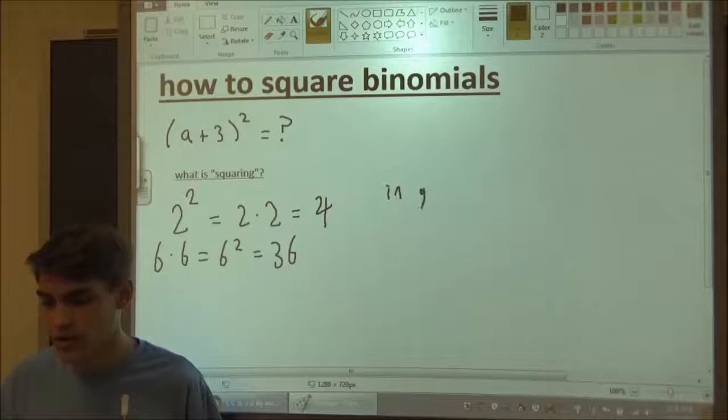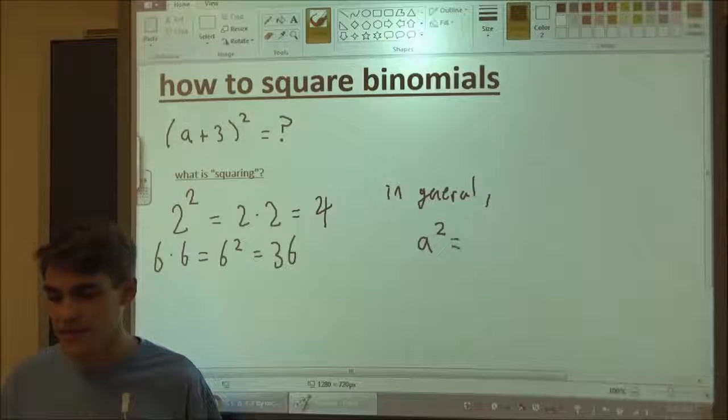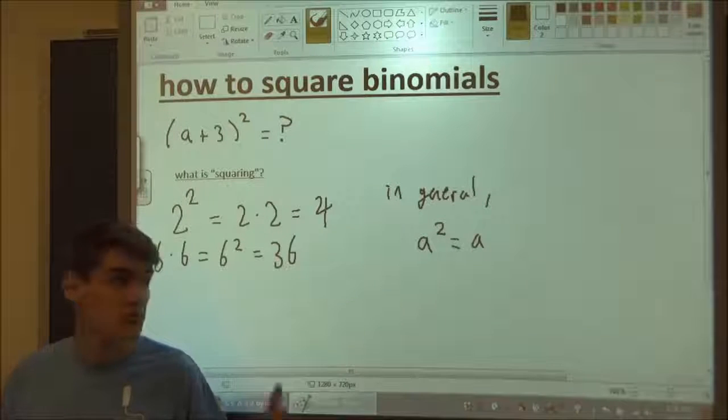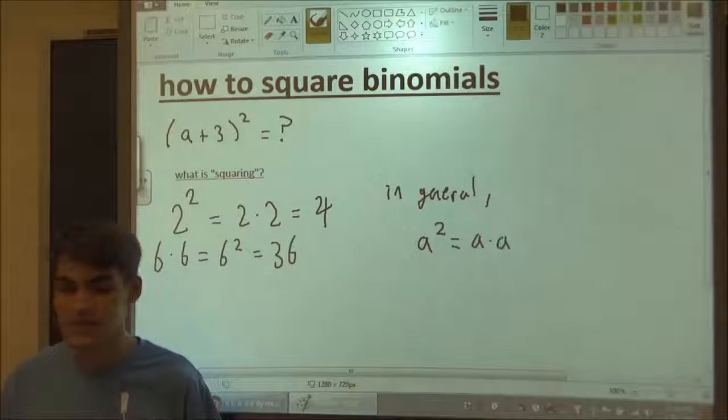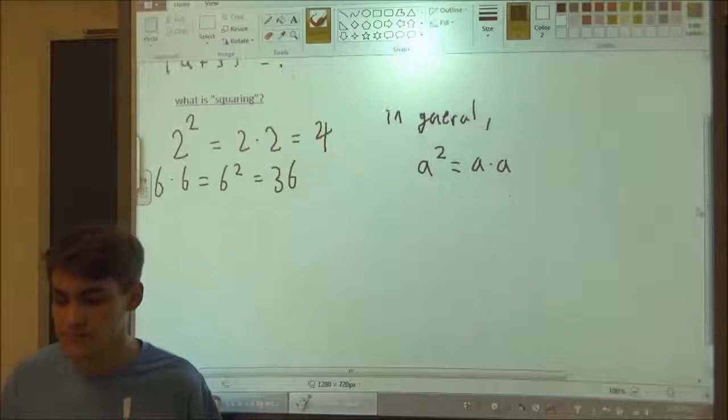So I'm going to write, in general, squaring is when you take something, let's say A, you raise it to a little 2, and all that means is you multiply it by itself.